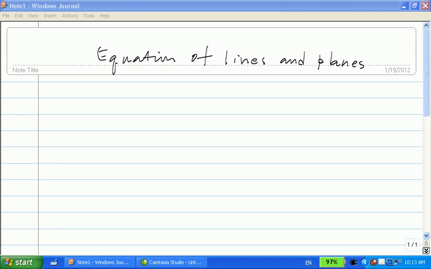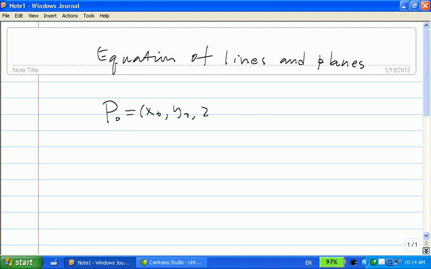To find the equation of a line, we need to know two things. One is a point, P0. P0 is any point on the line. So, how many lines can we have going through this point? Obviously, infinitely many. So we need another condition.